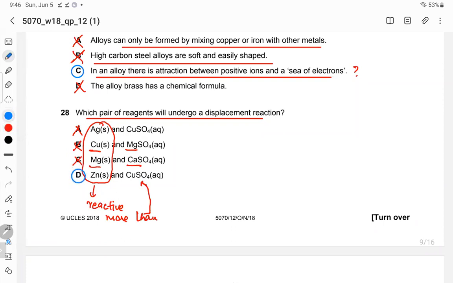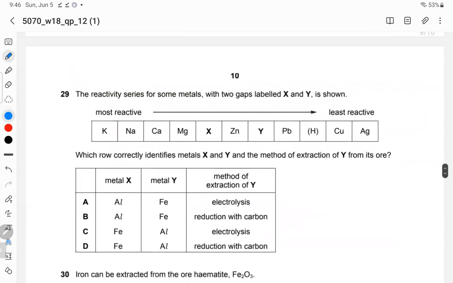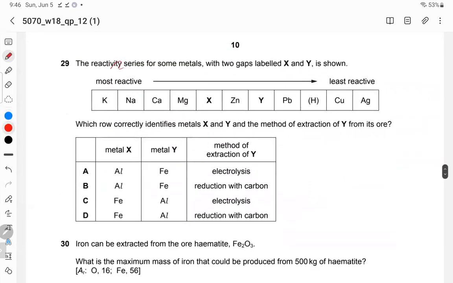Yes, very good, Ayan, because zinc is more reactive than copper. Is it understandable to everyone? Yes, sir. Question number 29. The reactivity series of some metals with two gaps labeled X and Y is shown. Which row correctly identifies metal X and Y and the method of extraction of Y from its ore?